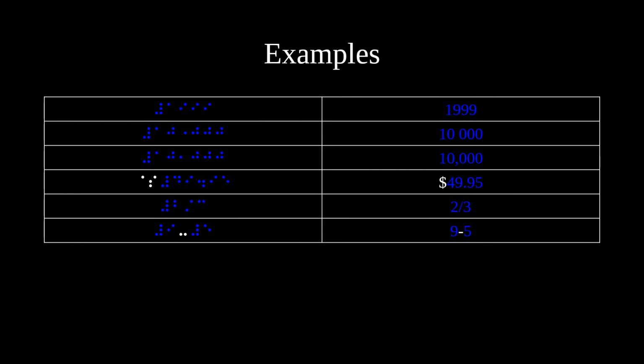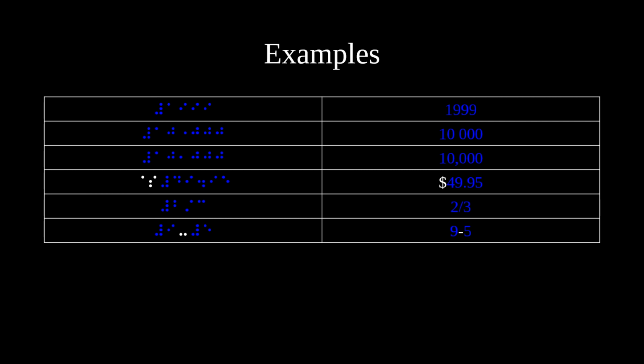$49.95. The dollar sign is not a numeral. Therefore, the number sign goes after the dollar sign. In numeric mode, the period represents the decimal point. The fifth example is a fraction, 2/3. In numeric mode, the ST cell represents the fraction bar.